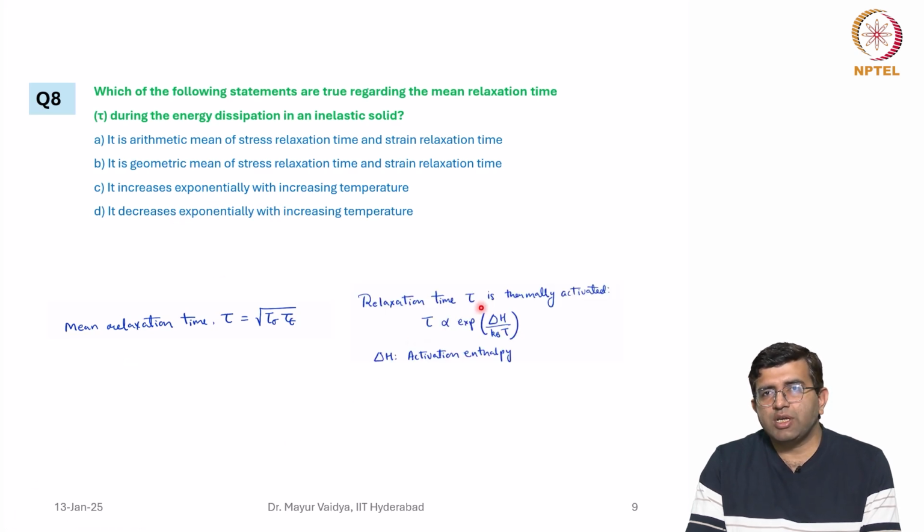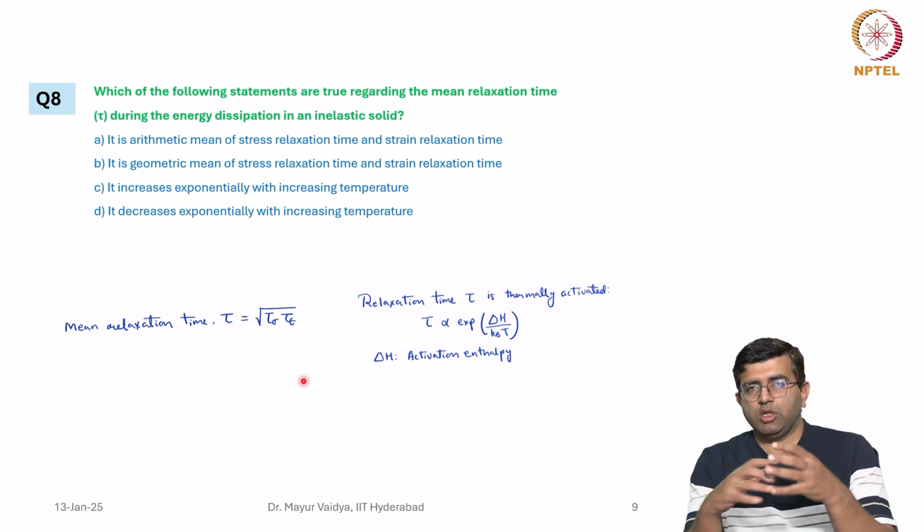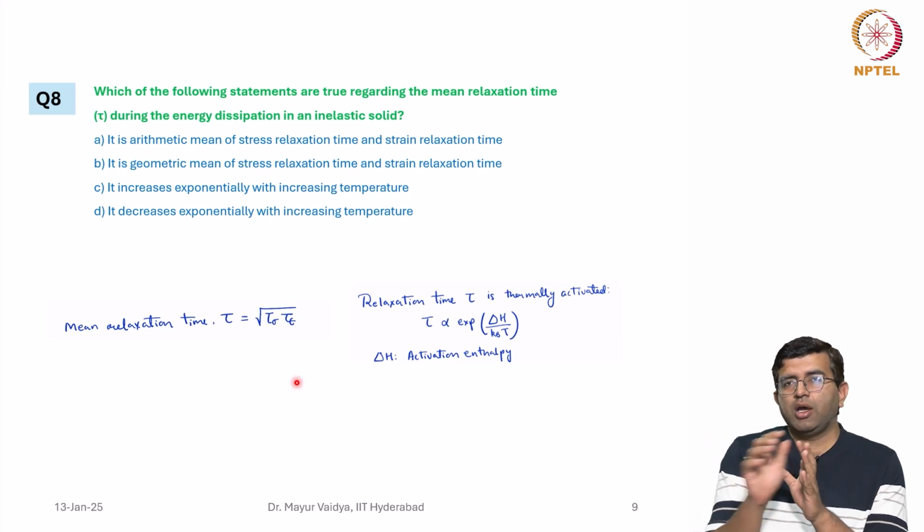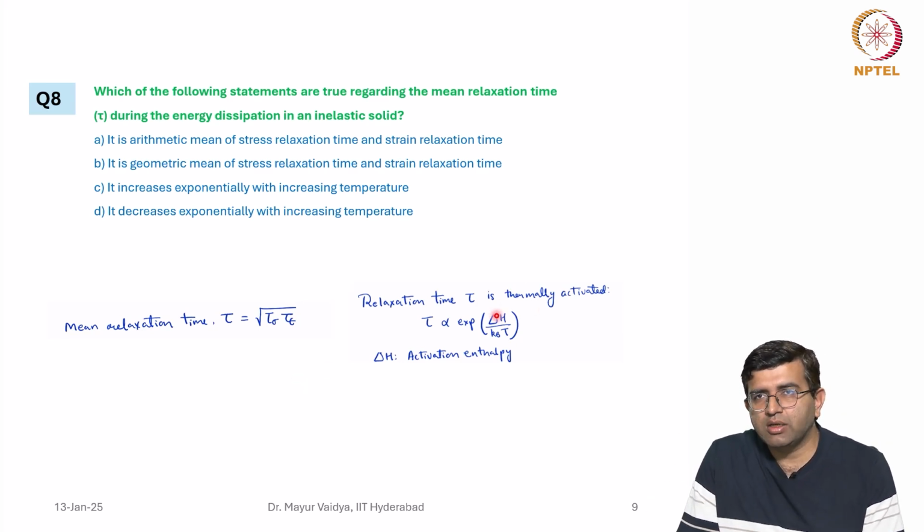So, the relaxation time tau is thermally activated, and tau is proportional to exponential delta H by kBT. Now, be very careful when you are analyzing this expression, because remember that we are more used to the Arrhenius type of relation, where there is a minus sitting here. But when we talk about the time, in the relaxation time there is no minus.